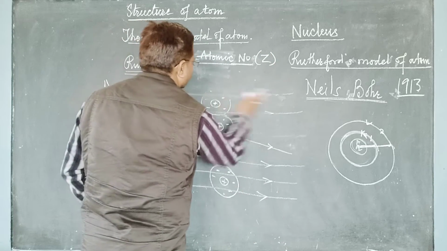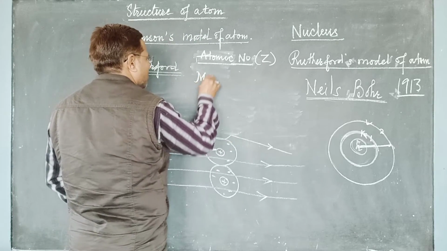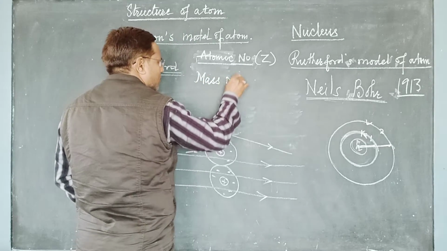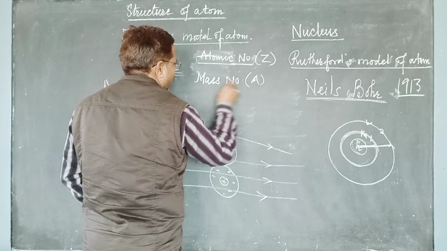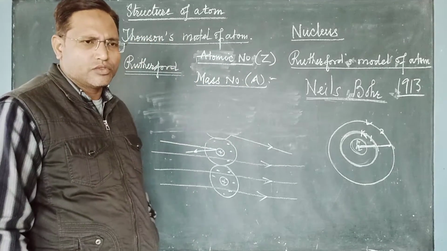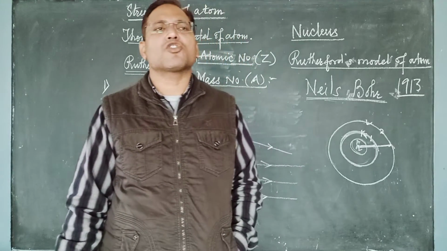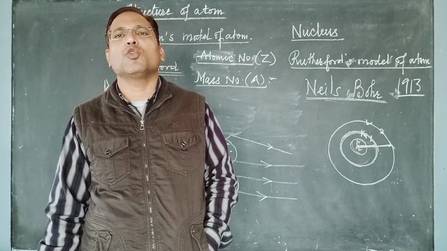And next we have mass number. What is mass number? Mass number we denote by capital A, and mass number means number of protons plus number of neutrons. That means in short we can say number of nucleons.